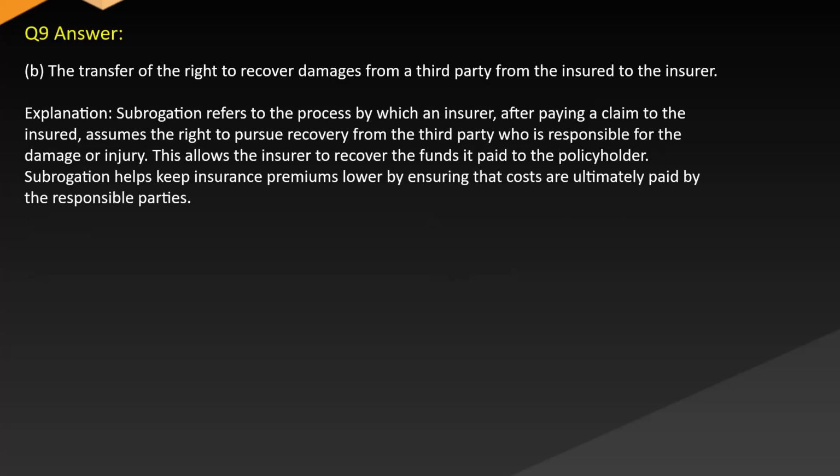Answer B. The transfer of the right to recover damages from a third party from the insured to the insurer. Explanation. Subrogation refers to the process by which an insurer, after paying a claim to the insured, assumes the right to pursue recovery from the third party who is responsible for the damage or injury. This allows the insurer to recover the funds it paid to the policyholder. Subrogation helps keep insurance premiums low by ensuring that costs are ultimately paid by the responsible parties.